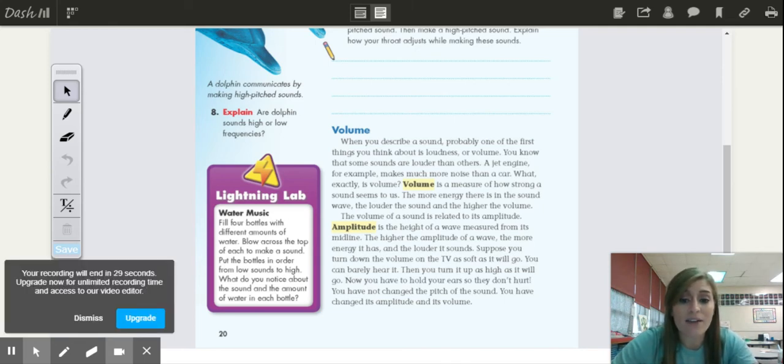The volume of a sound is related to its amplitude. Amplitude is the height of a wave measured from its midline. The higher the amplitude of a wave, the more energy it has and the louder it sounds. So you turn down the volume on the TV, as soft as it will go, and you can barely hear it. And then you turn it up as high as it'll go, and now you have to hold your ears so that they don't hurt. You have not changed the pitch, you have just changed the amplitude and its volume.